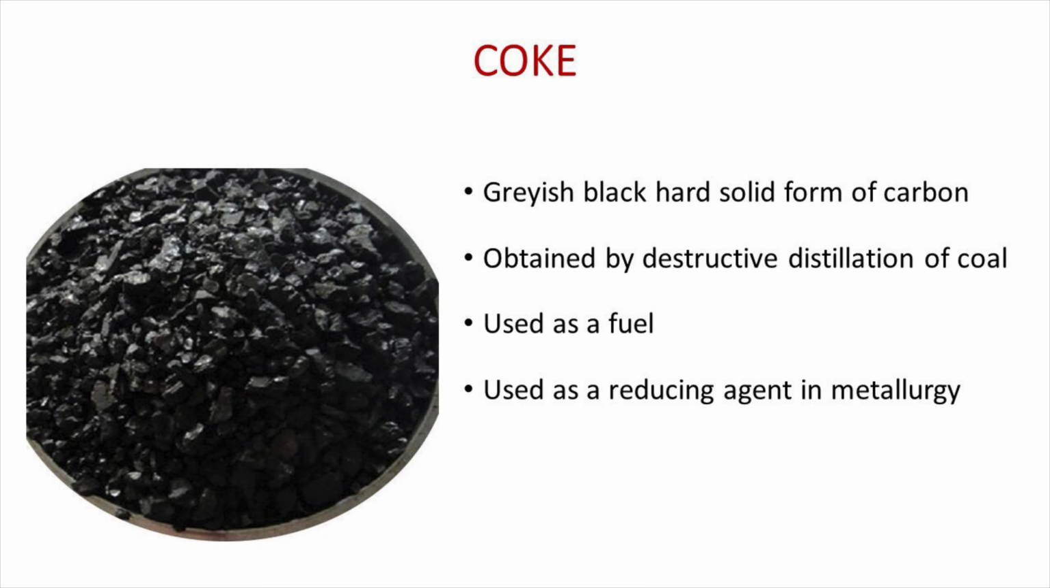Firstly, coke. It is a grayish black hard solid form of carbon. It is obtained by destructive distillation of coal. It is used as a fuel. It is also used as a reducing agent in metallurgy.